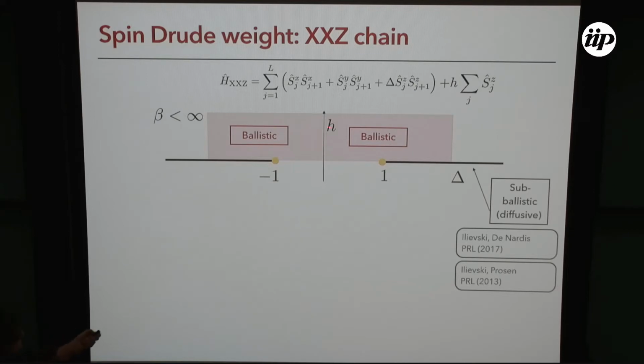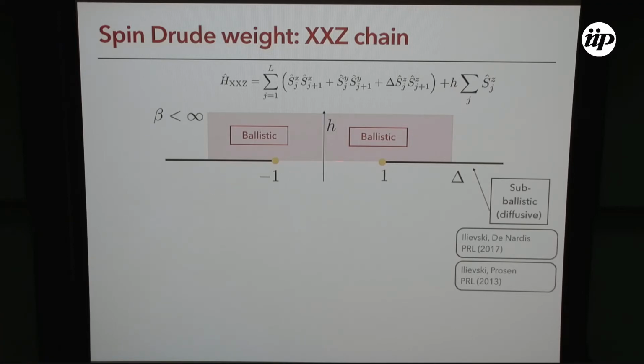It's interesting when you put the field to 0, so it's called half filling, because then if you're in the so-called gapless regime, when delta is between -1 and 1, you still have ballistic transport, which is really a feature of integrability. But if you're in the so-called gapped regime, transport is not ballistic anymore, it is actually sub-ballistic and generalized diffusive.